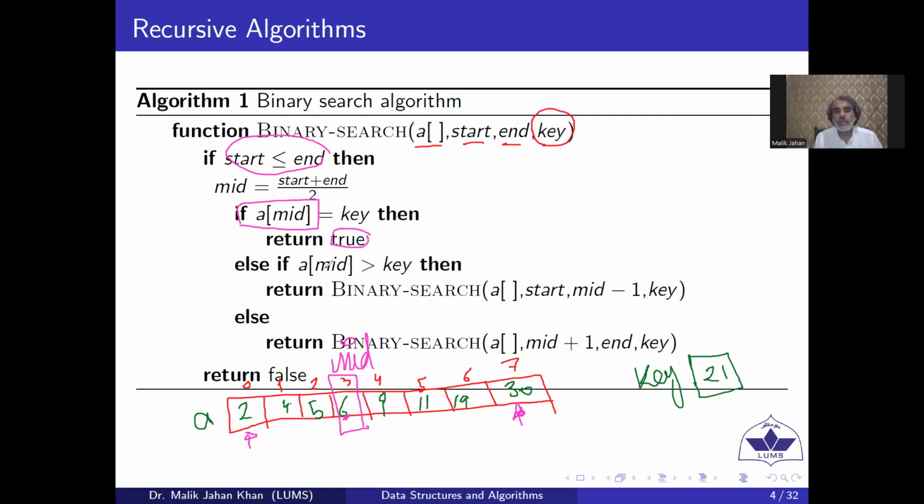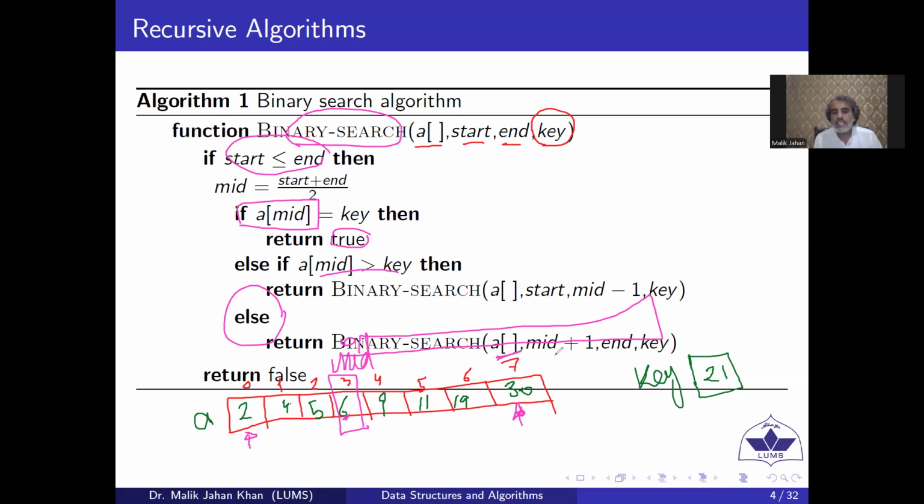If they're not same, there could be two situations. One situation is that this midpoint, A of 3, which is 6, is greater than the key, which is not the case in our example, because 6 is smaller than the key. So we'll get into the else part. And we are now returning something, and that return thing is not that obvious. That's another function call.